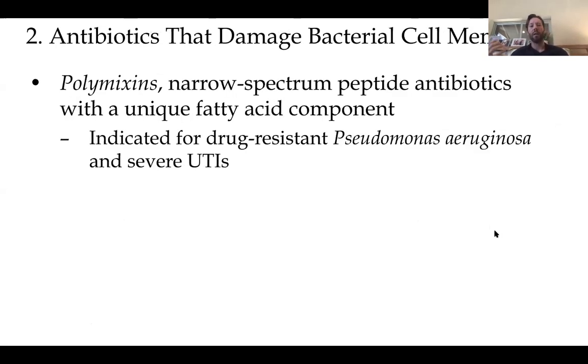Second category, again, I've mentioned this, but polymyxins, narrow spectrum. They are used for things like Pseudomonas aeruginosa, which has a very high tolerance to a lot of different drugs. And in the case of really bad UTIs, urinary tract infections, they can be used as a last resort to treatment.